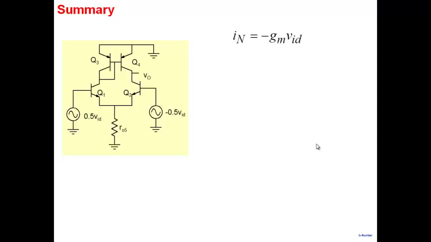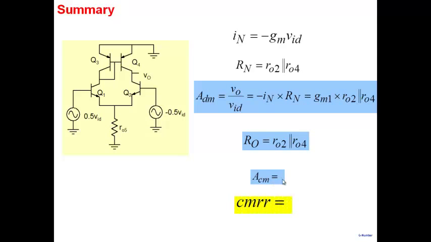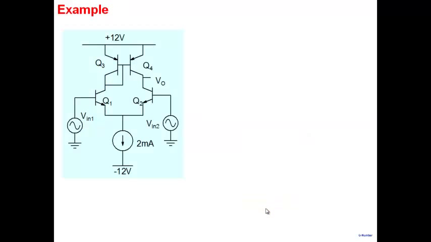And so this is a summary here. We had calculated the differential mode gain by determining the Norton's current and Norton's resistance. So that's equal to gm1 (r02 parallel r04) here. Output resistance at this particular node is r02 parallel r04, which is the same as the Norton's resistance here. We don't have an expression for common mode gain. One needs to do a more detailed analysis to obtain the value here. And so in the absence of ACM, we don't have an expression for CMRR as well here.